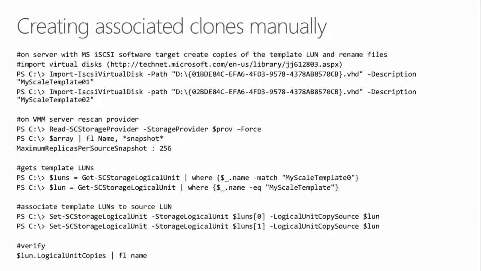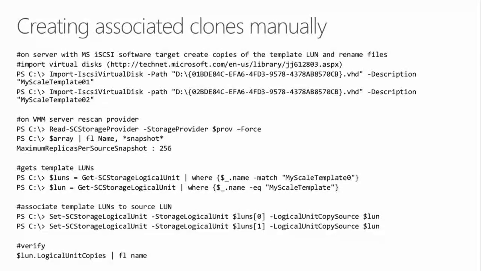No, actually, you can do that through VMM. This particular script here is using the iSCSI target as a demo. It doesn't support cloning, so I had to do this manually. The key piece is that I can associate existing LUNs that maybe I've created out of band using the Set-SCStorageLogicalUnit cmdlet.